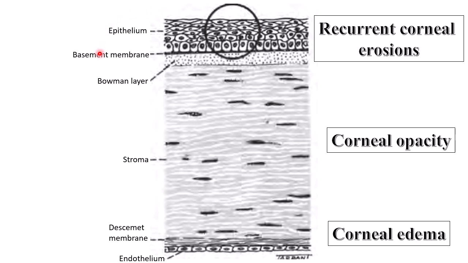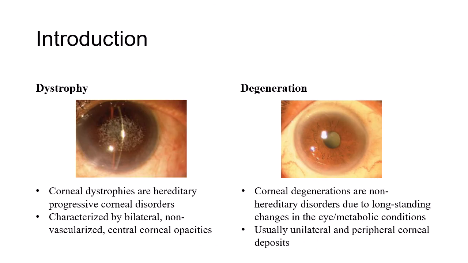So anything that affects the epithelium, basement membrane, and the Bowman's is going to cause recurrent corneal erosions, right? So most of the epithelial and Bowman membrane dystrophies present with recurrent corneal erosions. Anything happening in the stroma over here is going to lead to a corneal opacity of varying degrees depending on the depth up to which it is involved. And anything that affects the endothelium is going to cause corneal edema. Why? Because the endothelium has the sodium potassium ATPase pump, which maintains the cornea in a state of relative dehydration. Dystrophies of the Descemet membrane are not known yet.